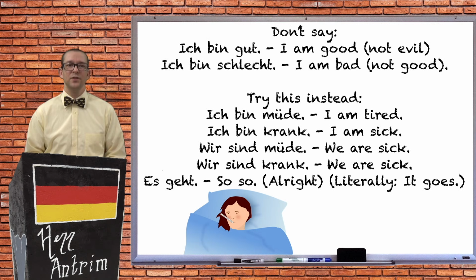You can answer the question wie geht es dir or wie geht es Ihnen with ich bin if you use a different adjective instead of gut or schlecht. For instance, ich bin müde. I am tired. Ich bin krank. I am sick. If you want to answer with wir, we, you would say wir sind instead of ich bin.